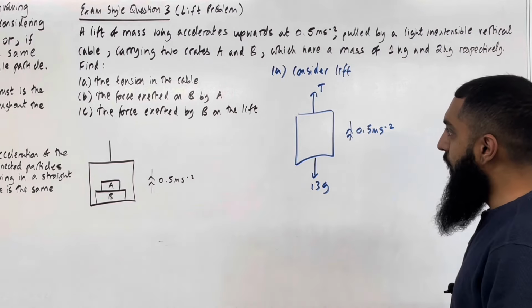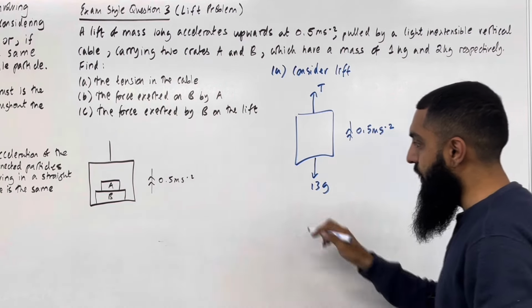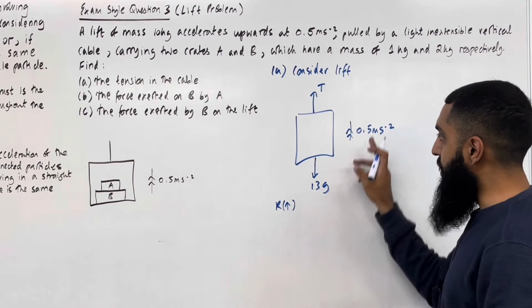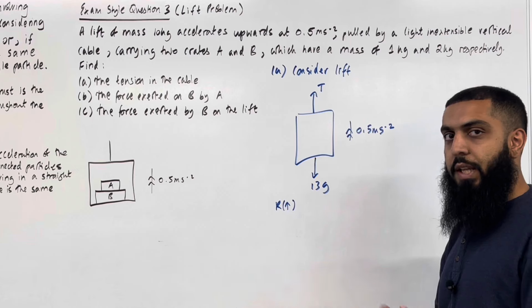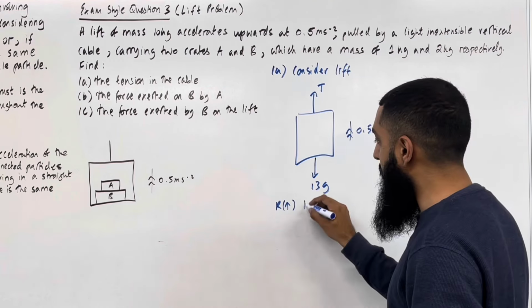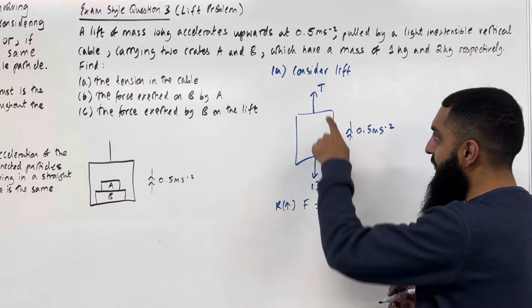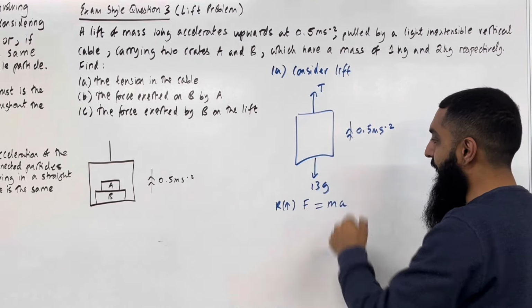Okay, so now to work out the tension T, I'm going to resolve vertically, taking upwards to be the positive direction, the direction of the acceleration. To generate the equation of motion, I need to use F equals ma, Newton's second law. So the resultant force F will be T acting upwards minus 13g acting downwards.